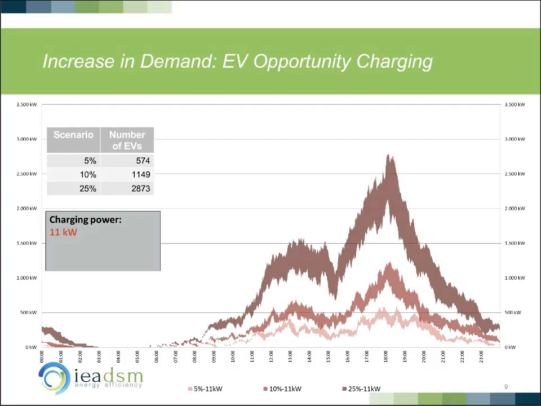What you can see here is the opportunity charging. That means when they arrive, they plug in and charge the car. And you can see that with 11 kV that you generate actually quite a high demand for that. You can also see the span between winter and summer energy demand, which is obviously higher in winter.